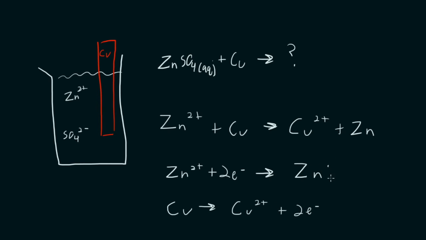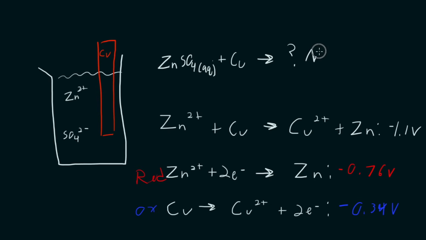Well, if we look at our voltages here, again, this is now my reduction reaction. This is my oxidation reaction. This is now going to be a negative 0.34 volts. And this is going to be a negative 0.76 volts. Well, if I add those together, I get an overall negative 1.1 volts. Because that's negative, this is not spontaneous. So this reaction would not proceed.